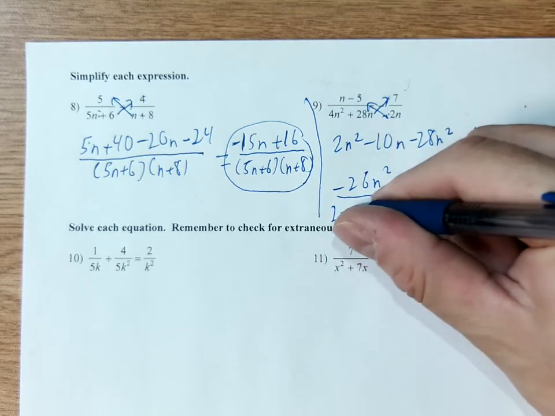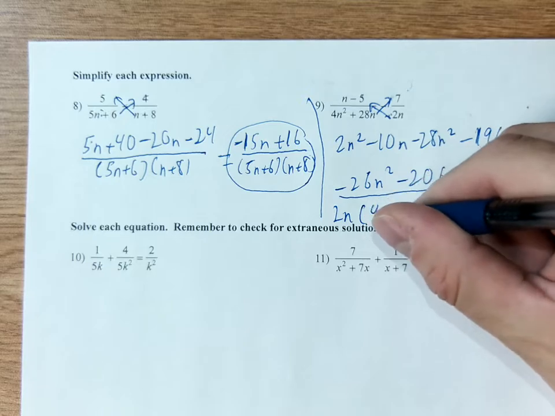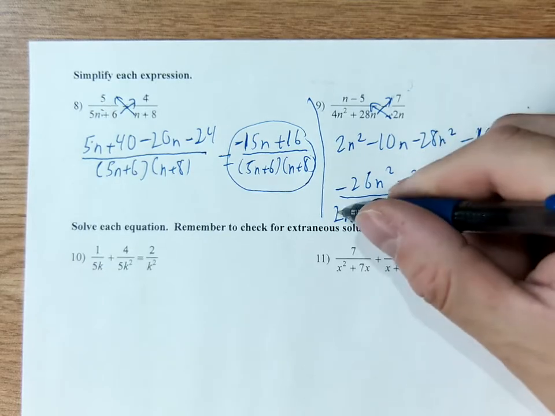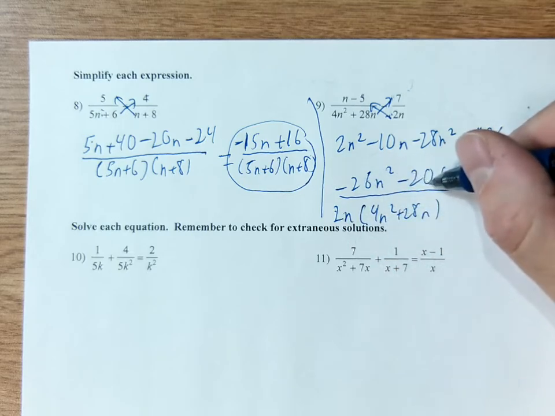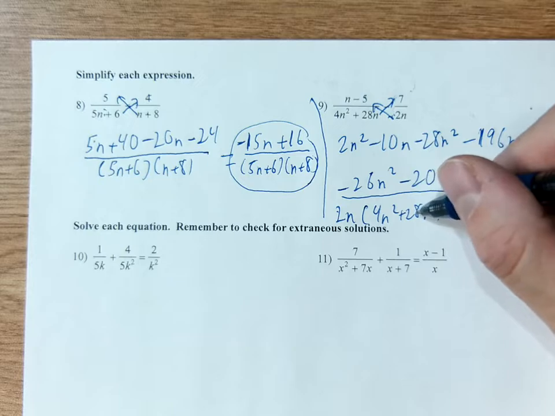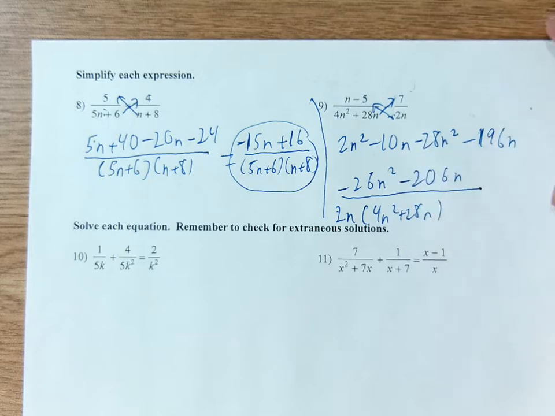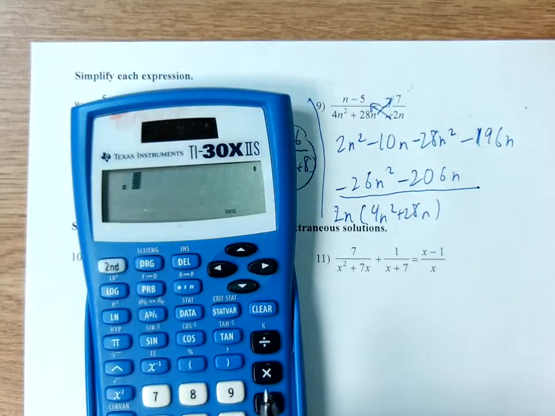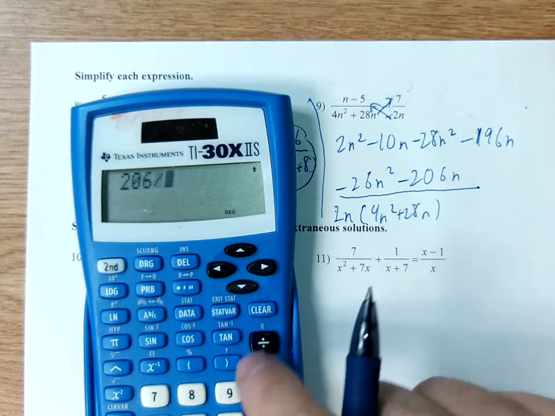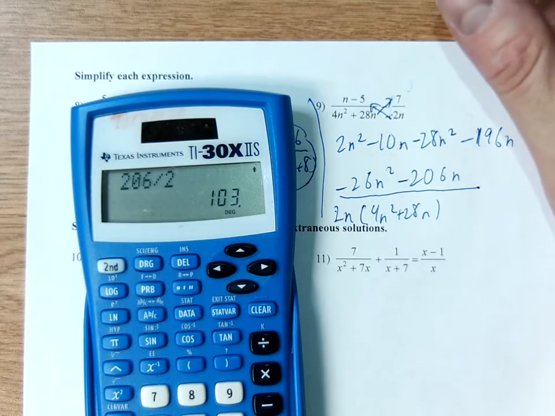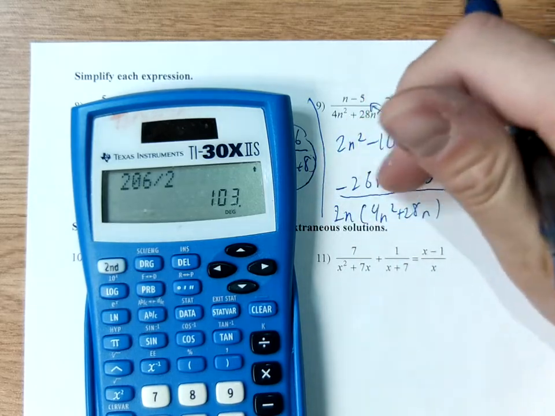So this would be 2n times 4n squared plus 28n. I'm looking at this 2. It's going to divide into both of these. I'm looking at this n. It's going to divide into both of these. And I'm thinking about this 4. This 4 might also divide into both of these. So I'm looking at 206 divided by 2 first. 206 divided by 2, that's 103. Does that divide by 4 or by 2 again? No. So we're good. We just have to divide by 2 and by n.